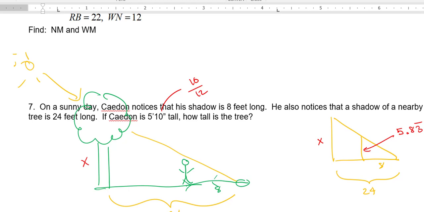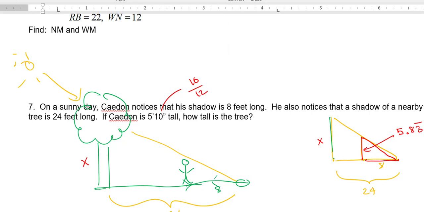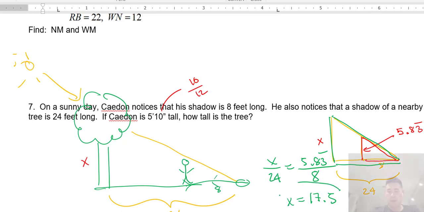So in this case here, you're going to end up with similar triangles. You're going to end up with a triangle that's right here being similar to this bigger triangle right there. Okay, and you can go ahead and write a proportion. It'll be x is to 24 as 5.83 repeating is to 8, and then solve for x. X here will end up being equal to 17.5 feet.